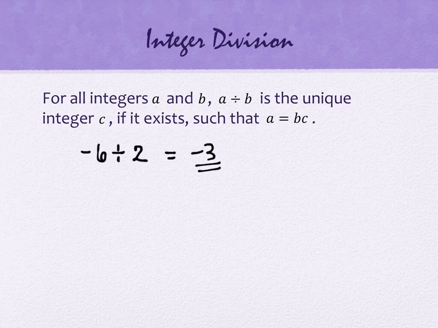The reason that it's equal to negative 3 is because negative 6 is equal to 2 times negative 3. And that's all this says. This is like a fact family: if you were to change this into its corresponding integer multiplication problem and fill in the blank, that blank you filled in would be the answer to the division problem. So negative 6 divided by 2 is negative 3 because negative 6 is equal to 2 times negative 3.